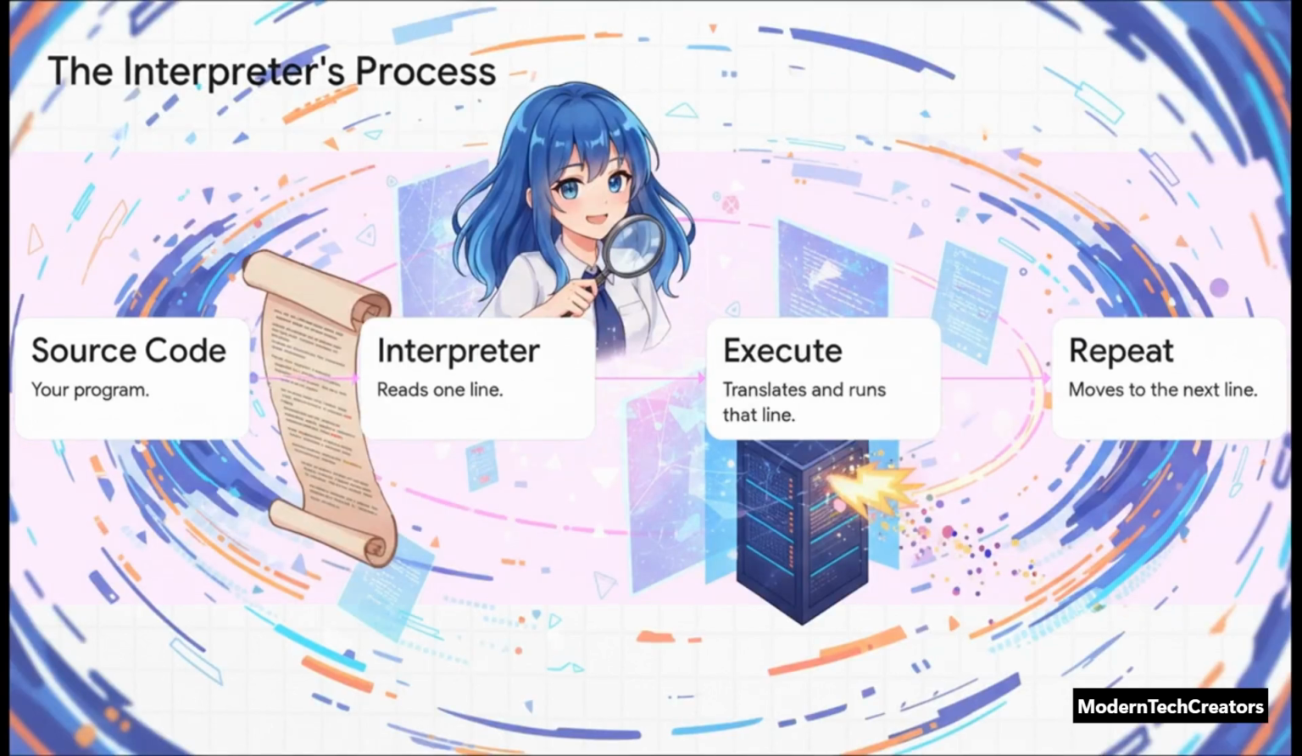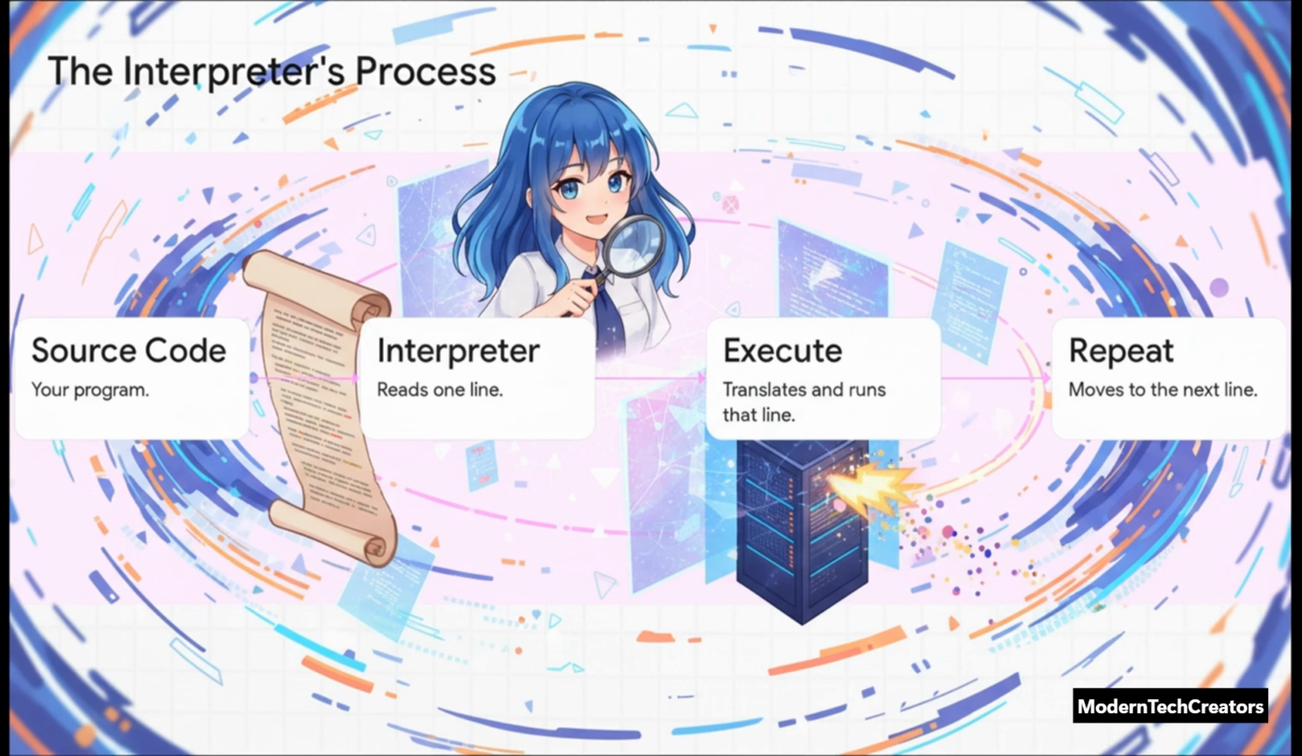The interpreter's process is way more direct. It's basically a loop. It takes your source code, reads line 1, translates, and runs it. Then reads line 2, translates, and runs it. It just keeps doing this over and over until it hits the end of the file or finds an error. There's no separate compile step and run step.